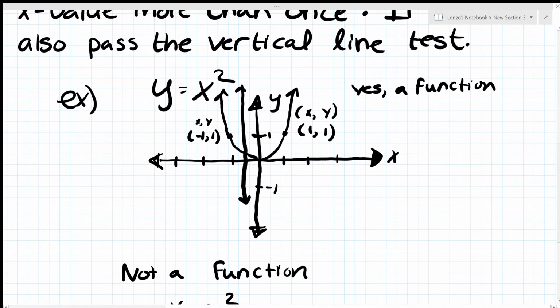Here's my first graph, y equals x squared. It looks like a typical parabola. And yes, this is a function for two reasons. It passes the vertical line test, it only hits it once. Also, if you look at these two points, (1, 1) and (negative 1, 1), notice the x values 1 and negative 1 are not the same. They don't repeat, so it's definitely a function.